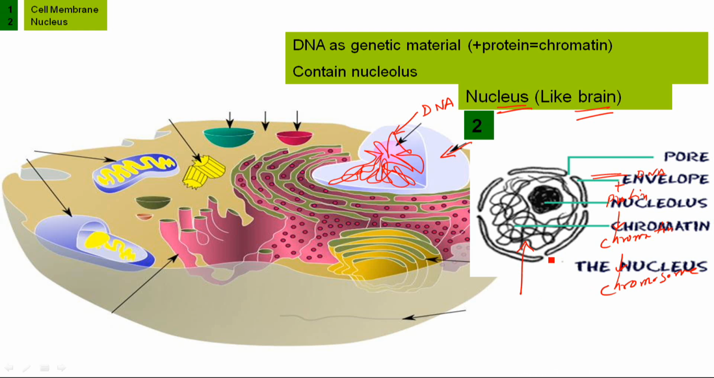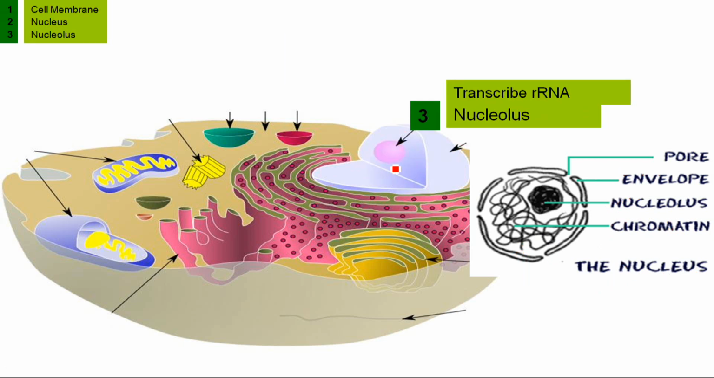And this nucleus also contains the nucleolus. The third one is the nucleolus. The nucleolus is inside of the nucleus and is a dense part of the nucleus, and this part has some specific type of DNA which transcribes the ribosomal RNA. After transcription of the ribosomal RNA, it is transported to the outside of the nucleus.